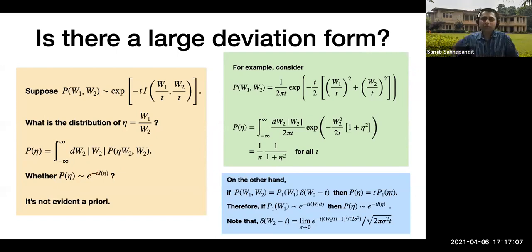It's not a priori evident that it will follow this kind of form. Suppose you take W1, W2 to be just some kind of Gaussian with mean 0. Then you can find the distribution of eta exactly, and it's just a Cauchy distribution. Of course, it doesn't have a large deviation form. On the other hand, suppose you take W2 to be just time. Then eta is just W1 by the time, and you know that it has a large deviation form. So the joint distribution is something like that. And of course, the delta function you can write as some limiting form of some other function. So that says that there might be a large deviation form.